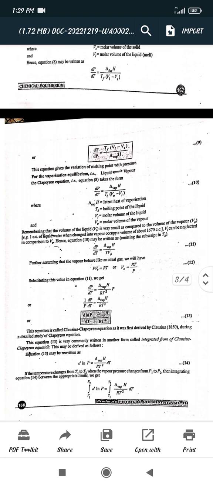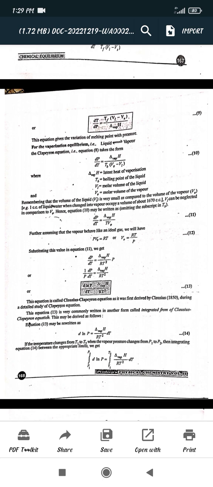Now dT by dP is equal to T (VL minus VS) by ΔHf, where ΔHf is the latent heat of fusion, and this equation gives the variation of melting point with pressure.